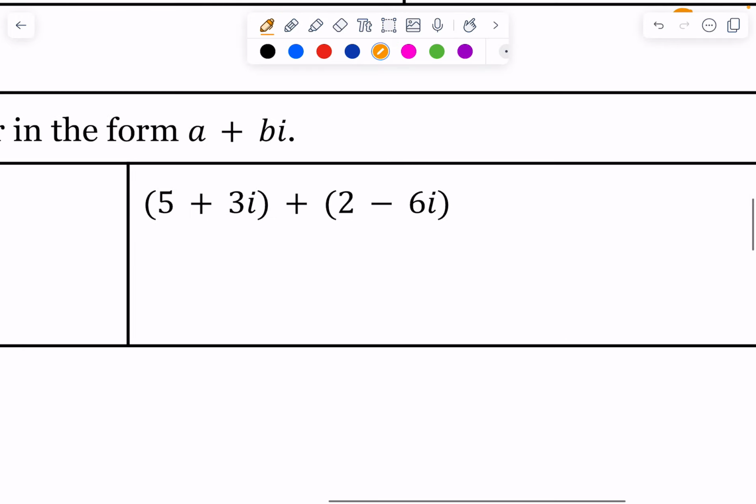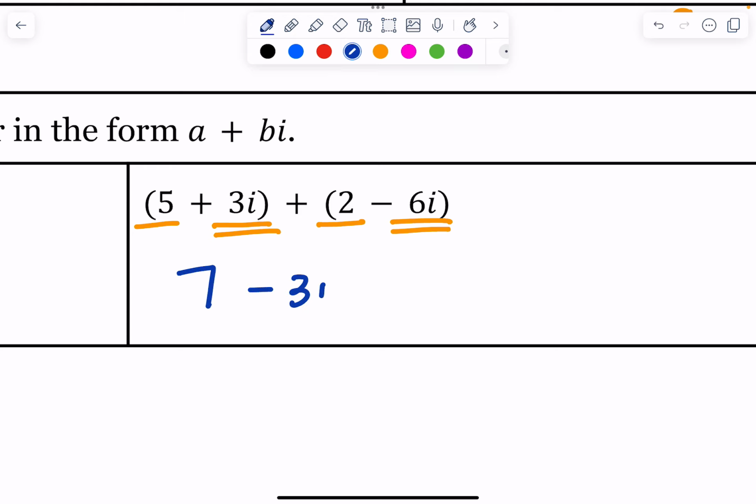For this next one, we're adding, so there's nothing to distribute. We can just go straight to combining. 5 and 2 are like terms. 3i and negative 6i are like terms, so our answer here would be 7 minus 3i.